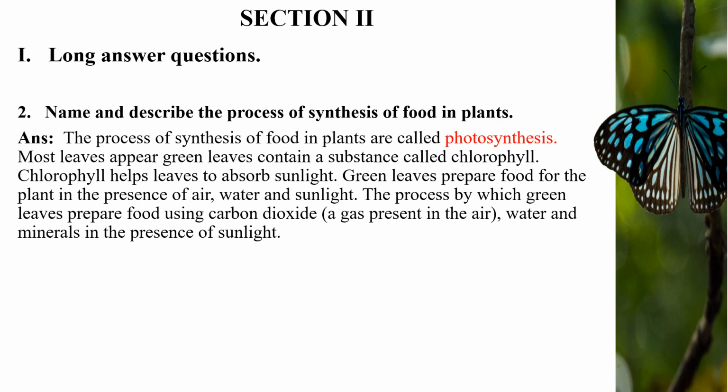Second question, name and describe the process of synthesis of food in plants. Answer, the process of synthesis of food in plants is called photosynthesis. Most leaves appear green. Leaves contain a substance called chlorophyll. Chlorophyll helps leaves to absorb sunlight. Green leaves prepare food for the plant in the presence of air, water, and sunlight. The process by which green leaves prepare food using carbon dioxide, that is, a gas present in the air, water, and minerals in the presence of sunlight.